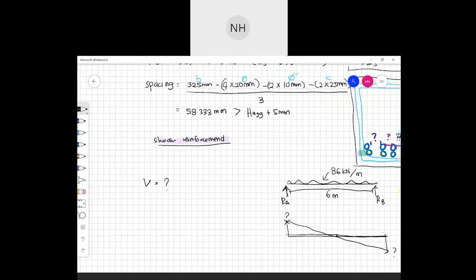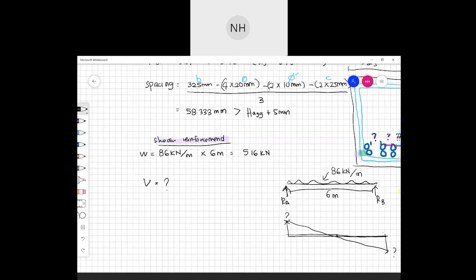It's actually based on we know that the W is 86 kilonewton for 1 meter. Okay. Right now kita punya ni adalah 6 meter. Okay, untuk 6 meter. Jadi kita just darab je lah. Okay. So we're going to get 516 kilonewton. Okay. For the whole 6 meter.